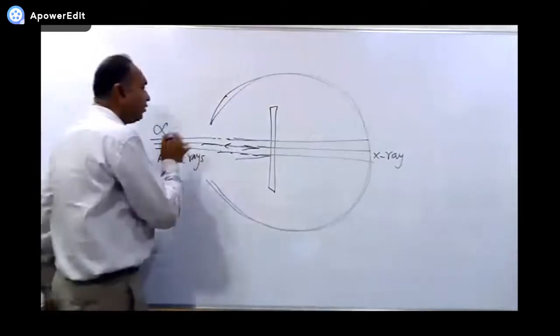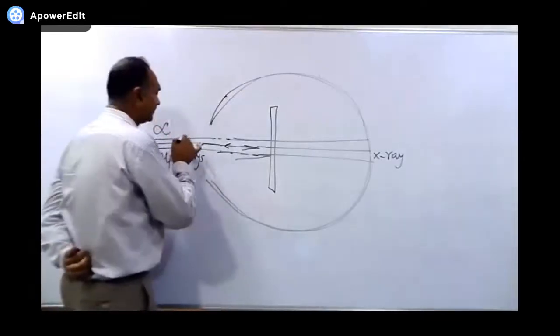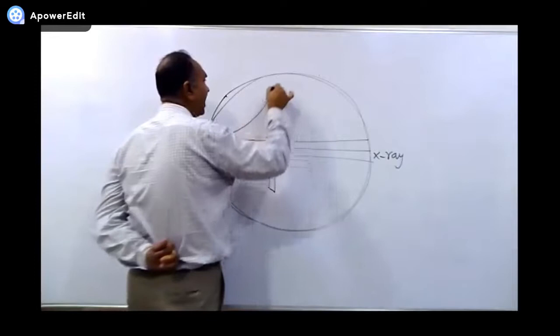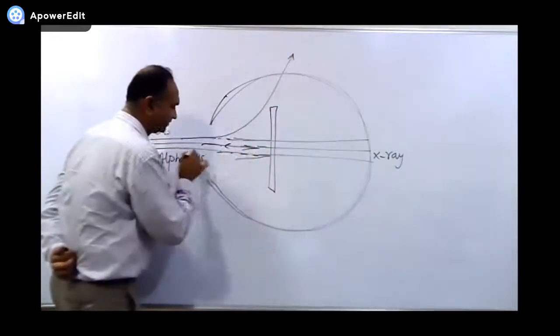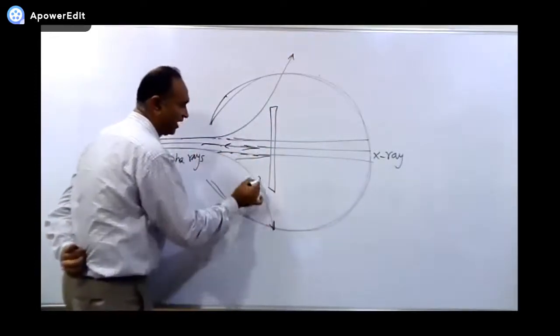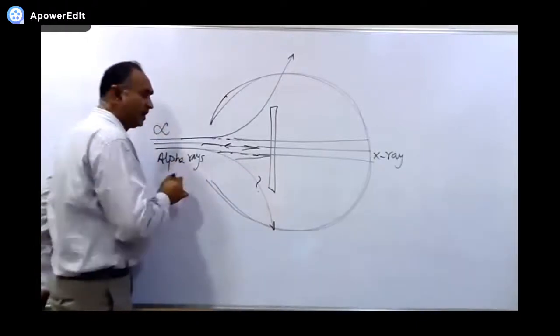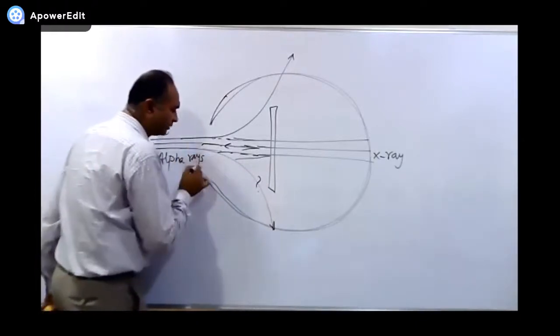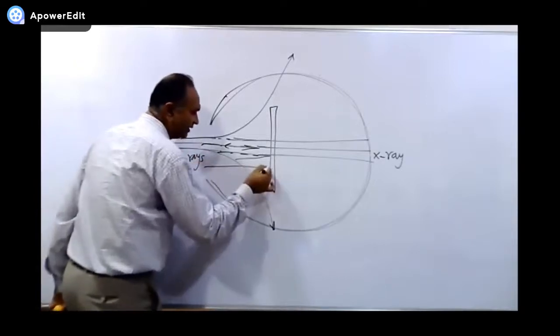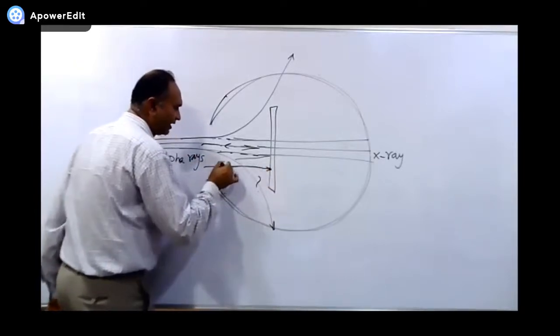Second one, what else did he observe? Some of the alpha particles bend at large angle. They bend. Why? We'll see. And a few alpha particles bounce back. They go and they come back.